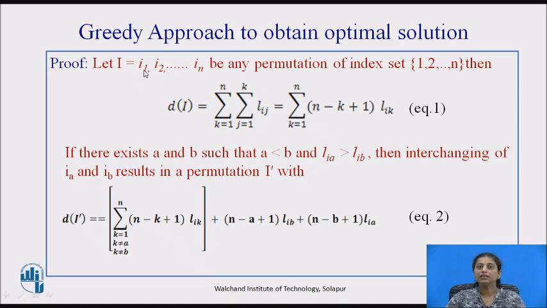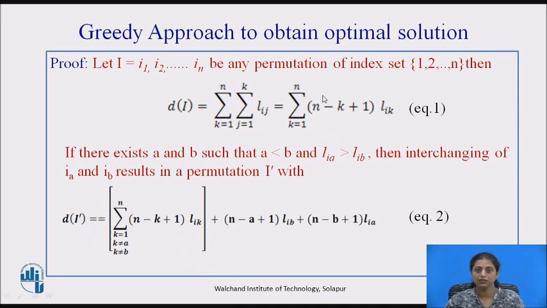Let I1, I2, ..., In be a permutation of the index set 1, 2, ..., n. How do we find its total time required? We have already seen the formula: the summation of (n − k + 1) × L_ik. What does it mean? For any ordering, the first program is read n − 1 + 1, that is n times. How many times is the second program read? n − 2 + 1, that is n − 1 times, and so on.